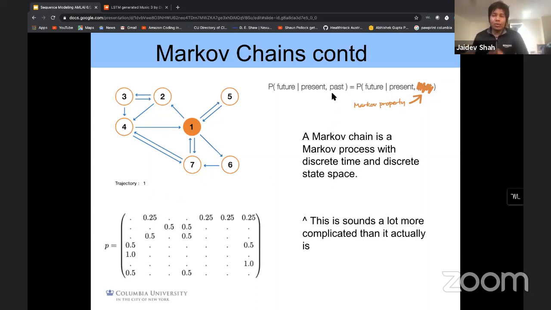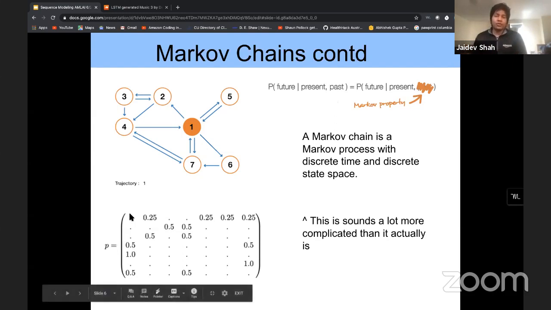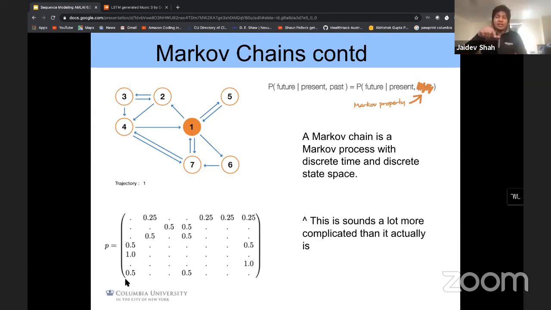And to encode these probabilities, you usually use something called a transition matrix. On the rows, you have all the states. On the columns, you have all the states. And any element Pij inside the matrix is equal to the probability of you going from state I to state J.